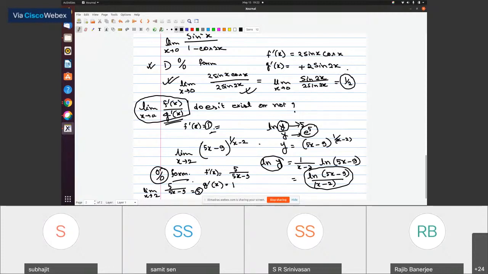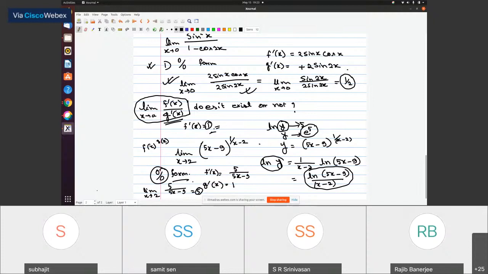That means whenever you see functions like f x power g x, or the 1 to the power infinity form, it is always better to take the log of that function and then calculate the limit, and then take the antilog again to get the actual limit. It will become easier.